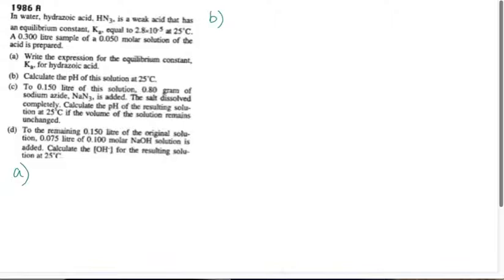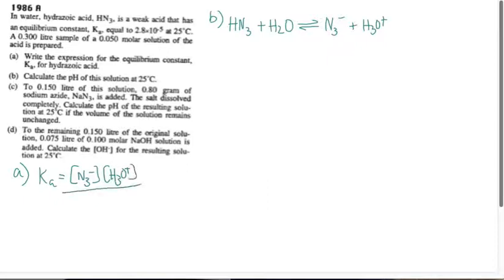So I'm doing a weak acid of HN3 plus water. I'm putting it in a RICE table to find the pH. The acid is a proton donor, so what are my two products? N3 minus plus H3O plus. All right, so now I can write my K expression. So Ka is equal to N3 minus times H3O plus divided by HN3.